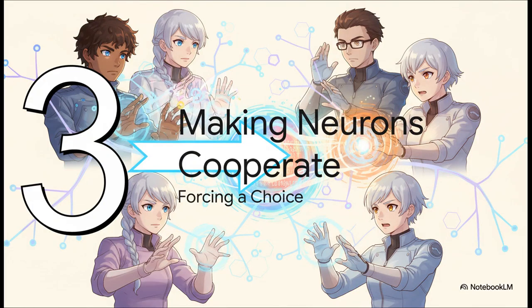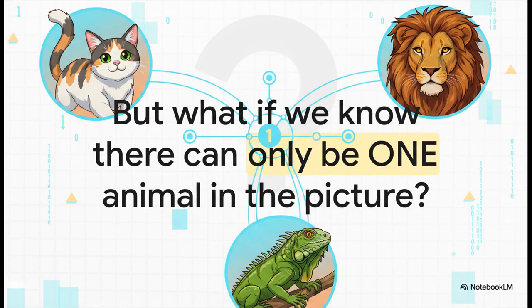Now, that independence is useful, but it also creates a big problem in certain situations. What happens when we need the network to stop hedging its bets and make one single confident choice? We've got to force these neurons to cooperate. Let's just add one simple rule to the game. Let's say we know for a fact that every photo has either a cat or a lion or an iguana in it, but never more than one. How does that change what we need from our network?